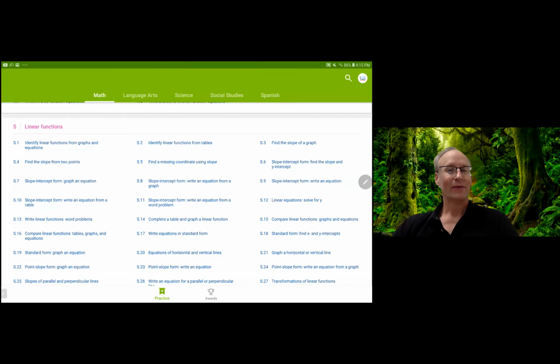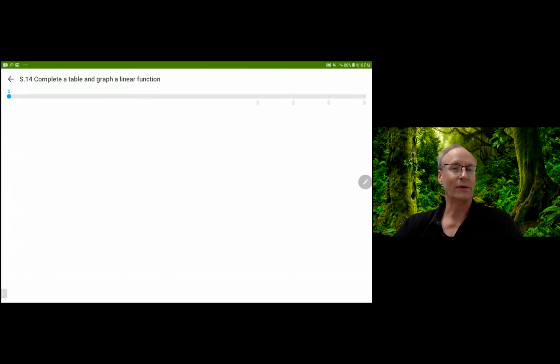Hi, everybody. We're doing S.14, which is complete a table and graph a linear function. So I'm really looking forward to this one. I like filling in tables and showing you how they connect with what you see on the graph. I haven't previewed this one, so it gets to be a surprise for me. S.14, let's take a look at what we're doing.